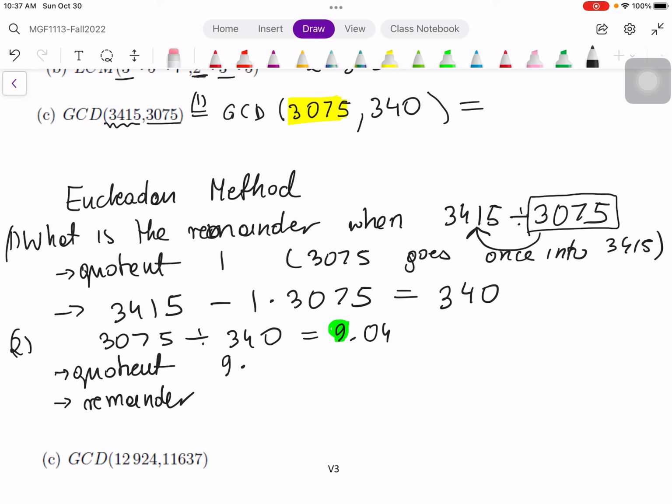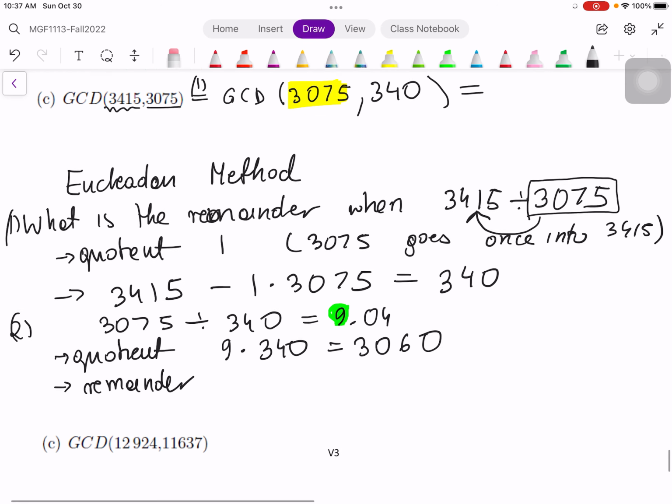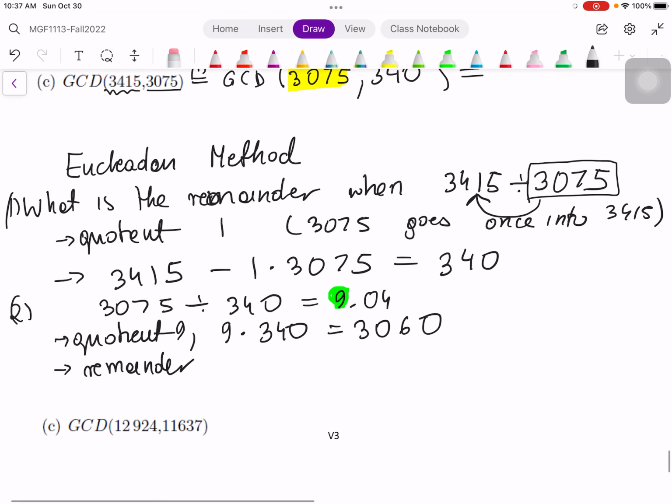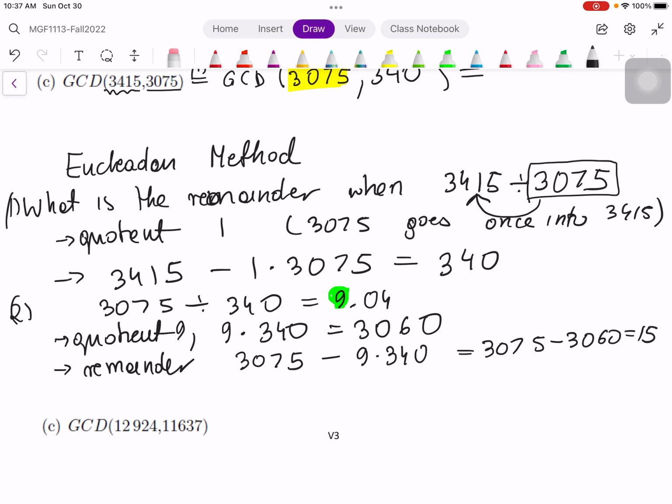Then you have to do on the calculator, what is 9 times 340? Well, that's 3060. So the quotient is 9. Then if you subtract 9 times 340 from the number, you're left with the remainder 15.